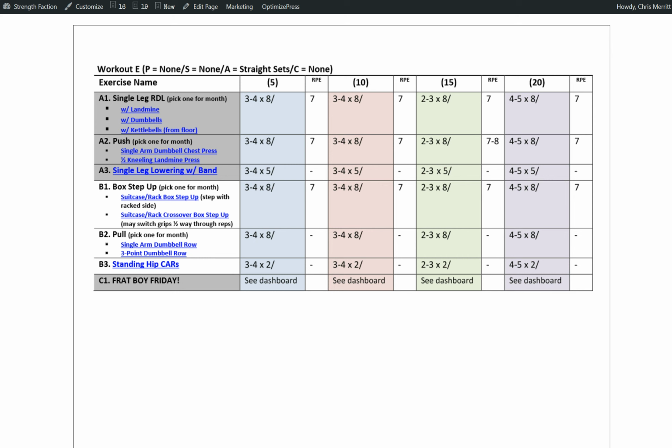I just found a mistake. I will fix that. There's no RPE in there. It should be a 7. And then that's paired with standing hip CARs. So that's going to be 3 to 4 rounds of 2 on each side.